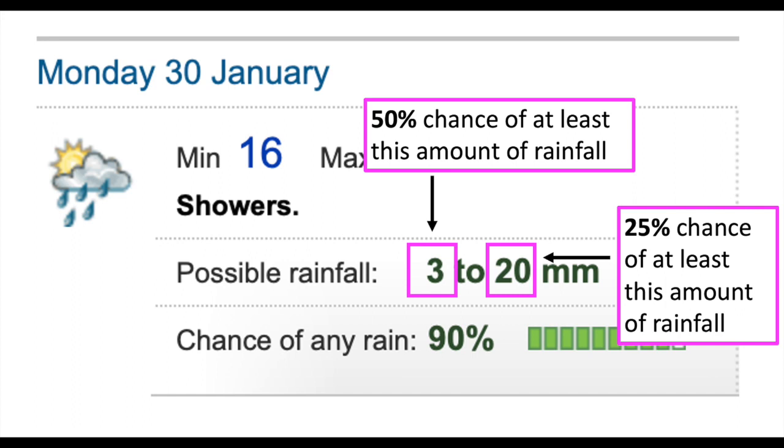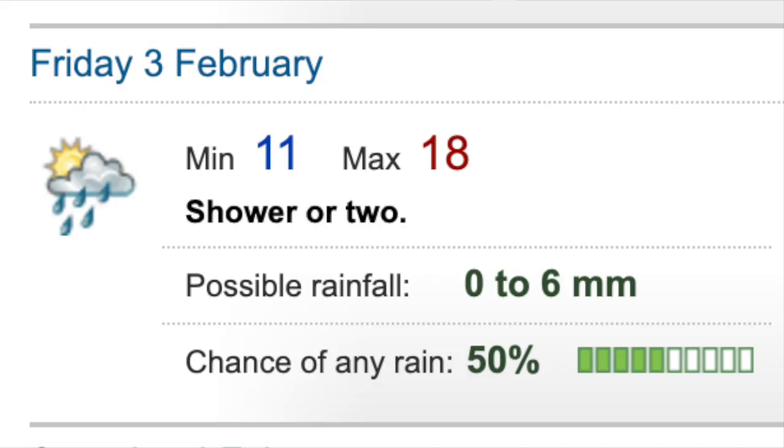And if it does rain, there's a 50% chance that you'll get at least 3 millimetres, and a 25% chance that you'll get at least 20 millimetres. Here's a trickier example. The BOM app and website don't show decimal places. Remember how I said that the minimum a rain gauge can detect is 0.2 millimetres? So if you see a 0 in the possible rainfall range, it really means that it's probably somewhere between 0 and 1, which is basically light rain.